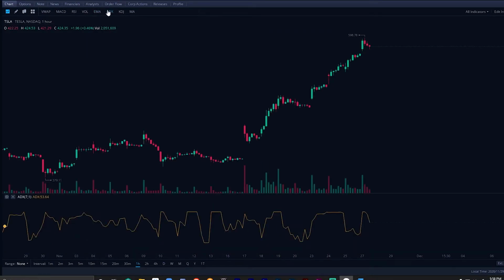What is the ADX? The ADX is otherwise known as the Average Directional Index, which tells us how strong an upward or downward trend is on the basis of the graphical chart.